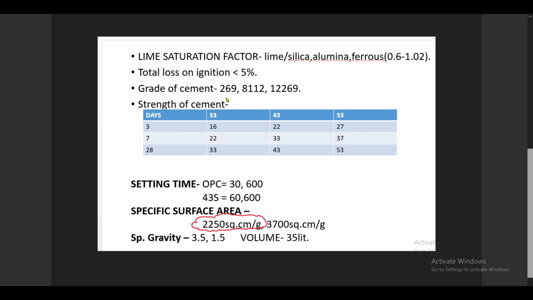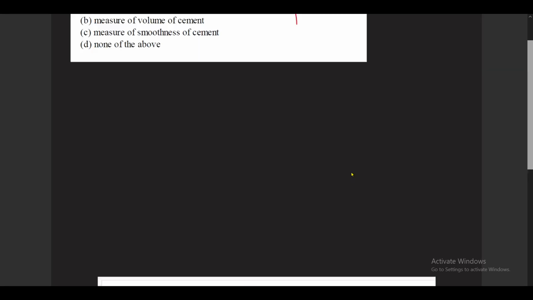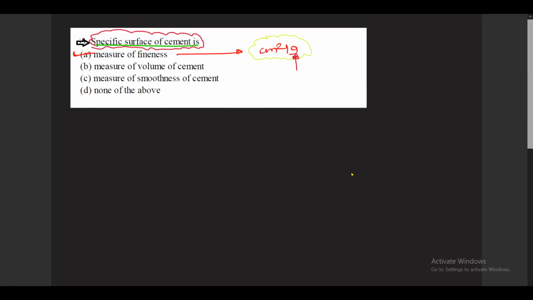Here are also some important points I have mentioned, such as lime saturation factor. What is that? It is the ratio of lime to the silica, alumina and ferric oxide. An MCQ may be formed on such a type of question; we will see that later. Again, some important points are given here. The correct option of this question is option A, the measure of fineness.